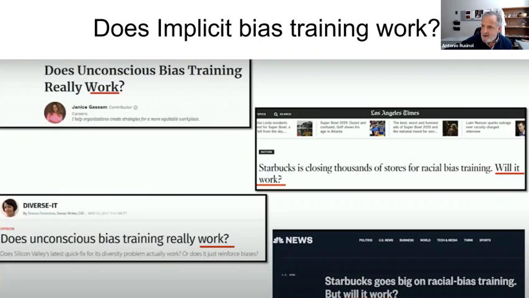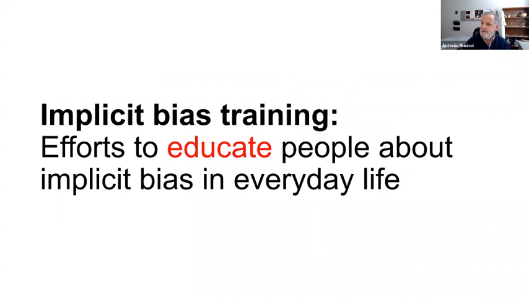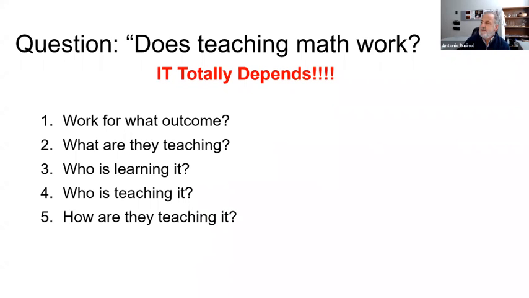These are just a few articles that I was looking at online, and you have the paper. Does implicit bias training work? And so my question is, if you define implicit bias training as the efforts or the activity to educate people about implicit bias in everyday life, then it's the same as asking, does teaching math work?